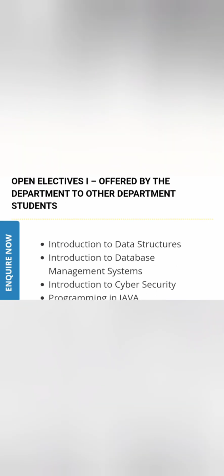Now I am talking about professional elective 1, right? You have to choose one of these: agile technology, Java programming, advanced computer architecture, or data science and visualization. So based on the fixed subjects, you can select the optional subjects like this. And from the open elective side, again, you have many options: data structures, DBMS, cybersecurity, programming in Java. You can select one of those.